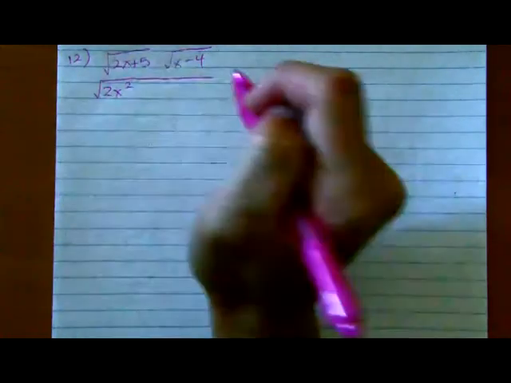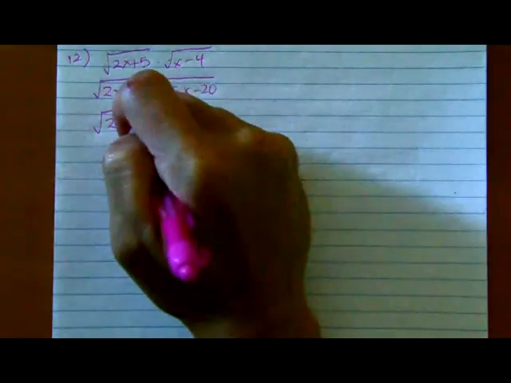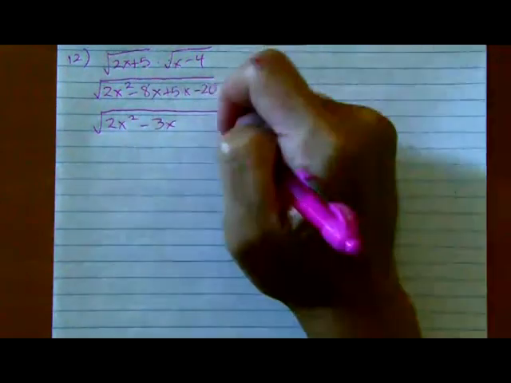Number 12 says square root of 2x plus 5 times the square root of x minus 4. Just like the last problem, we're just going to distribute 2x times both terms will give us 2x squared minus 8x. The 5 multiplies to both terms. 5x minus 20. 2x squared minus 3x minus 20.